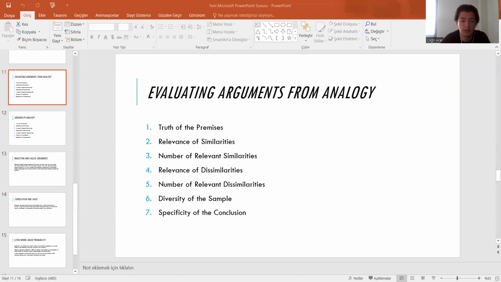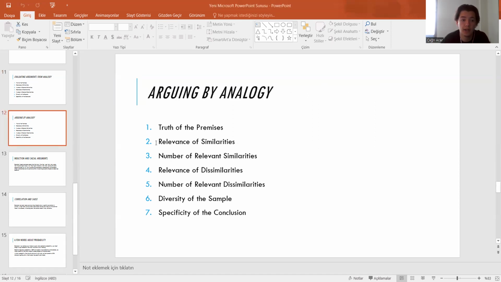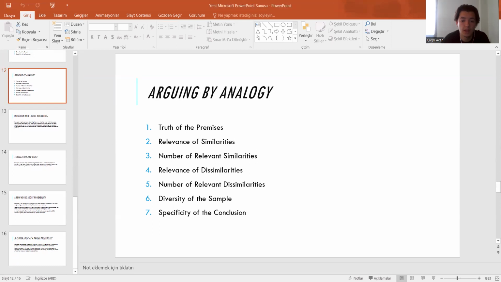The next title is Arguing by Analogy. In constructing a good argument from analogy, the following criteria should be considered, which are also for evaluating such arguments. The first one is truth of premises. Ensure that the premises of the analogy are true. Second one is relevance of similarities. Identify relevant similarities that support the analogy. The third one is number of relevant similarities. The more relevant similarities, the stronger the argument.